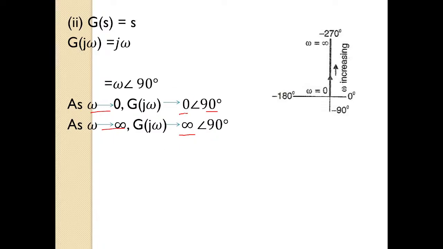So the plot will start from the origin here, and this is a typical case, and it will end at the end of this axis. Minus 270 is nothing but plus 90 degrees. So this is the axis. Along the plus 90 degree axis, it will start from here, and it will end at the end of this axis.